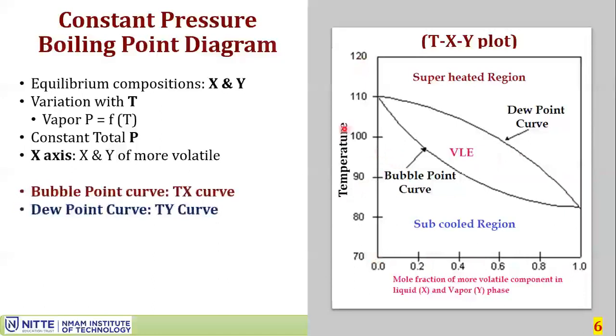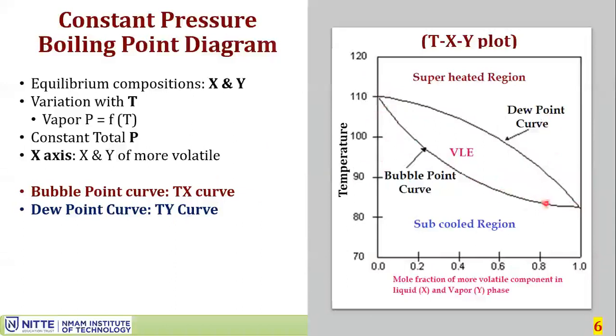There is something called the bubble point curve. Bubble point curve, this is the Tx curve, and there is something called the dew point curve, that is the Ty curve. So temperature versus x, temperature versus y. This particular graph represents temperature versus y. We call it the dew point curve. Temperature versus x, that is the bubble point curve. This particular curve is called the bubble point curve.